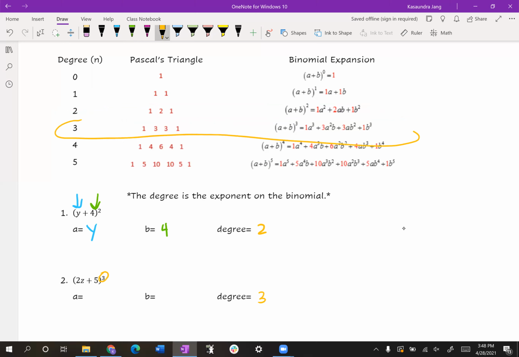Here we go. This is my degree 3 where the A, okay, so the A is the first part that I am adding to the B. Keep in mind you're adding the entire 2Z. That whole thing, 2Z, is adding to the B here, which in my case is a 5. It's adding to 5.